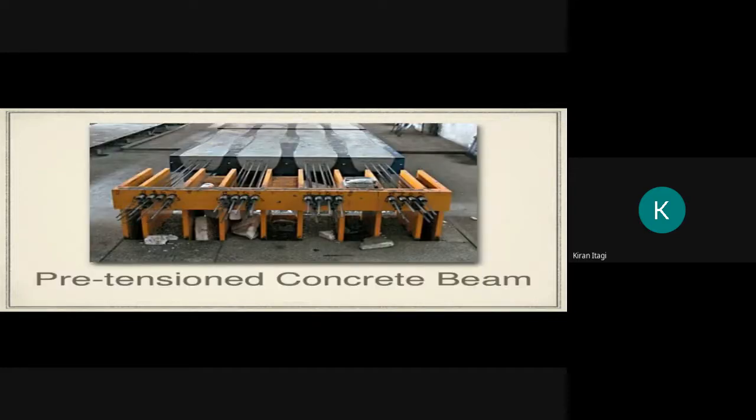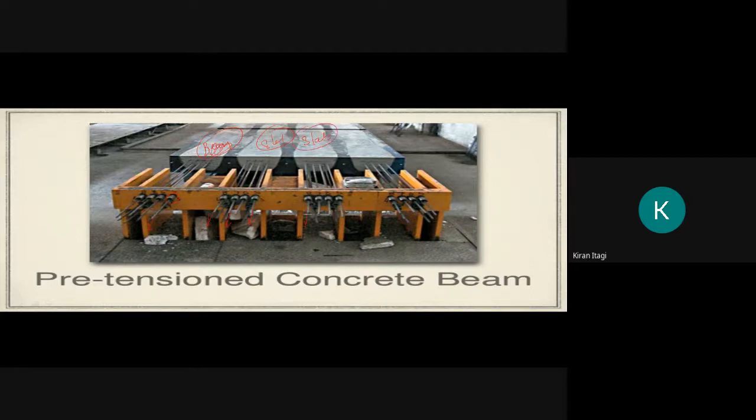Okay, these are some of the examples for pre-tensioned concrete beam. Here we can see the cables, the bars are given tension. This is your beam or slab. Okay, this is a single unit, this is a slab.